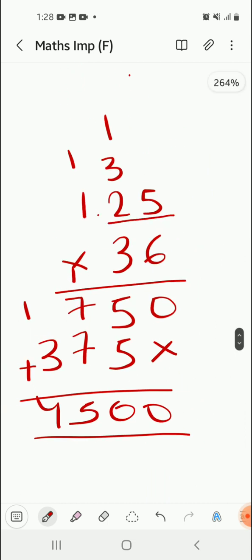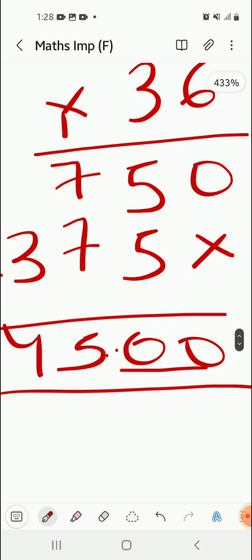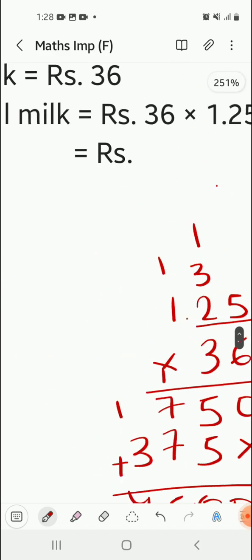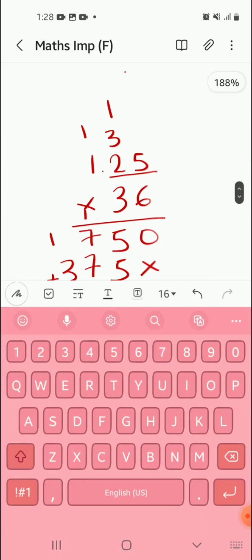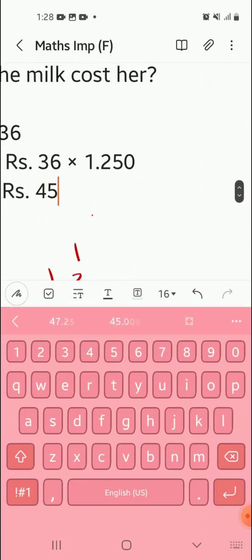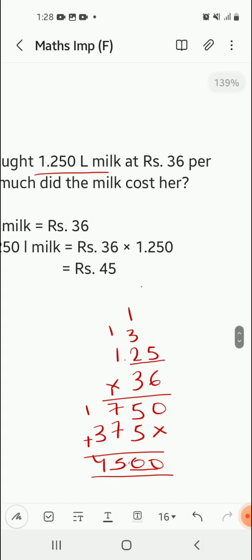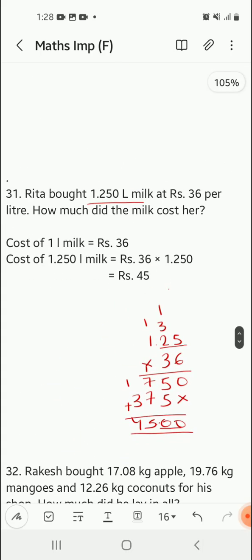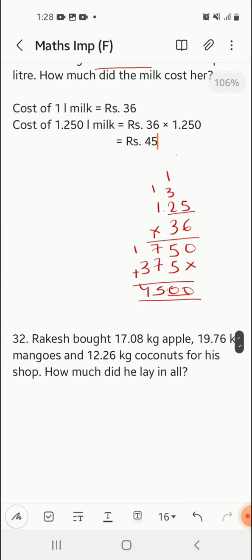Decimal place is 2, so here also decimal place is 2, so the decimal point will be inserted here, so it becomes 45.00, that is rupees 45. You can write only 45, right? That is it from here. Now moving on to the next question.